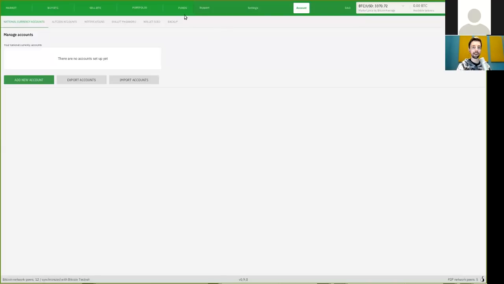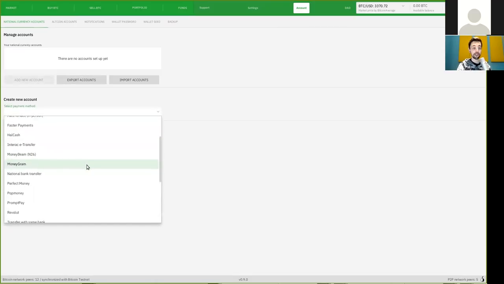We have in the past shows talked about how to install it and how to throw out all of the shitcoins in the settings. And now let's talk about how to import and set up a new account which you can use for your trading. So let me share my screen right here, and we are in the account tab right here on top. And there are no national currency accounts yet, and we can add one.